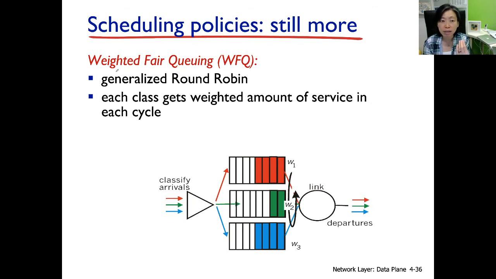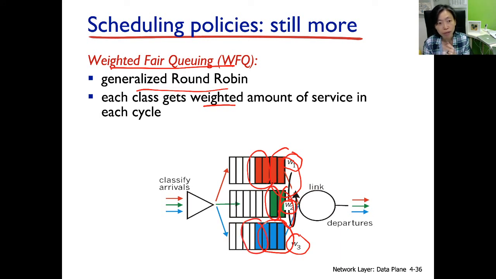Last is the combination of priority and round robin, so weighted fair queuing here. This is a generalized round robin, and it's almost like having some level of priority. You assign weights to different queues: weight number 1, weight number 2, and weight number 3 here. So in one round, we could draw 2 packets out of the red queue, 1 packet out of the green queue, and 3 packets out of the blue queue. In the second round, 2 more, 1 more, and 3 more, but because there's only 1 left, we just get 1 more out. So this is weighted fair queuing.